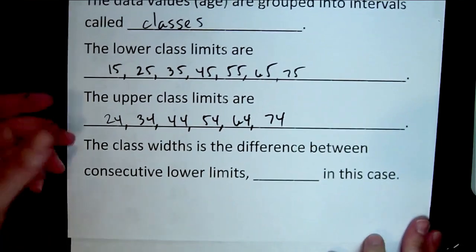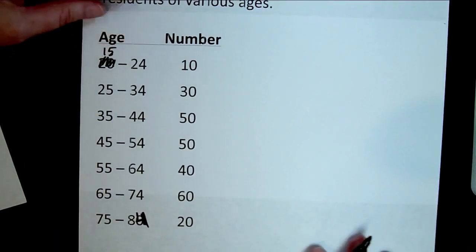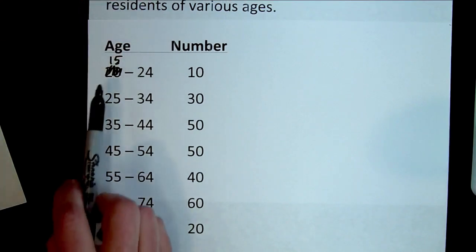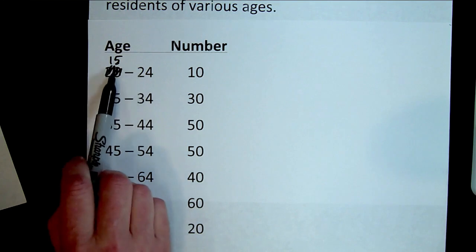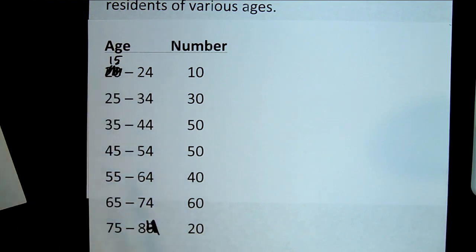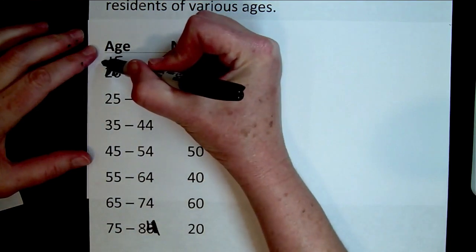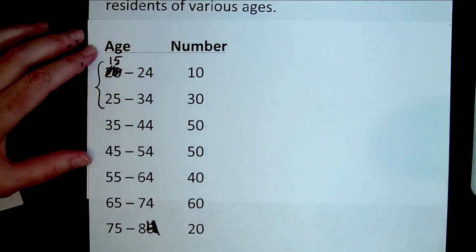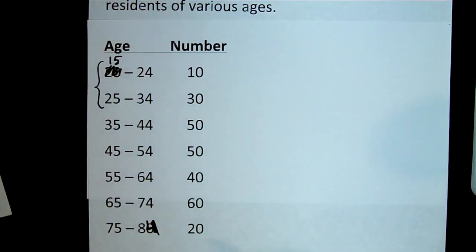Now the class widths are how wide the classes are, but what we're actually not going to do is say, oh, this width is 9 because 24 minus 15 is 9. What you want to think of the widths as is the difference between successive lower class limits. So the difference between 25 and 15 is 10, and each of these class widths is 10 because there's a difference of 10 between each of the lower class limits.